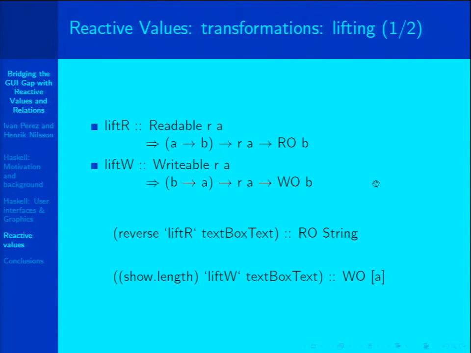We can also modify them. So we can take a reactive value and wrap it around a function that will perform a transformation in the read direction or in the write direction. So for instance, if we lift reverse on a text box text, which might be a readable, writable reactive value of type string, we get something from which we can also read a string. Note, though, that we're lifting only in one direction. So now we can no longer change, because we're modifying the type. In this case, it's the same type, but it doesn't really have to be.